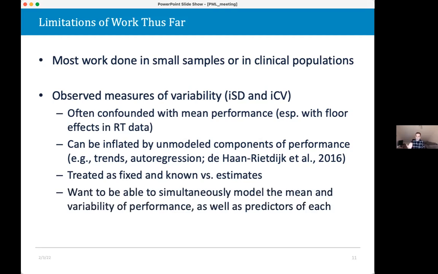And finally, they are by themselves calculated as measures of variability. And we might also want to be able to model the mean and these other components of performance simultaneously, as well as predict them simultaneously. And so using these observed measures doesn't allow for that. And so we think that a model-based way that we'll show with the dynamic SEM models is better theoretically and statistically.